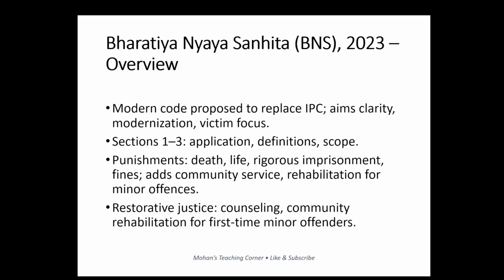It is a modern code proposed to replace the IPC. It aims at clarity, modernization, and victim focus. In Section 123, application, definition and scope are given. Punishment includes death, life, rigorous imprisonment, fines, and added community service and rehabilitation for minor offences. Restorative justice includes counseling and community rehabilitation for first-time minor offenders.